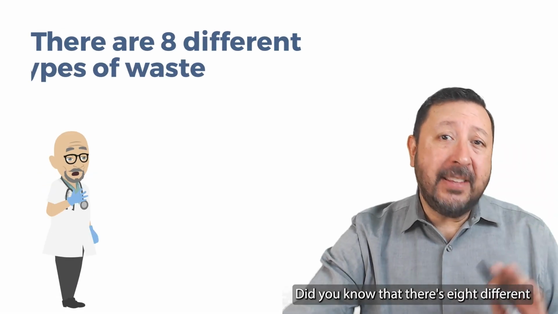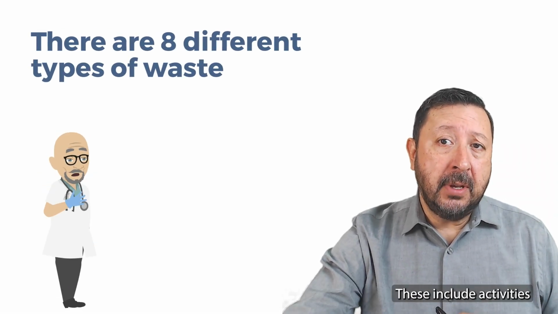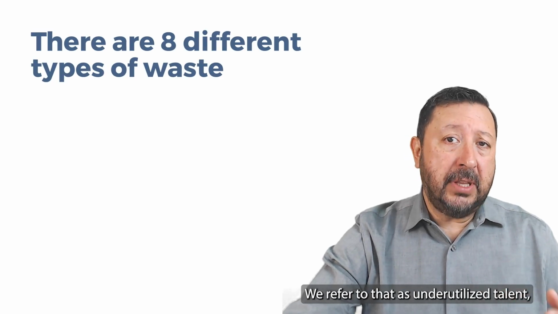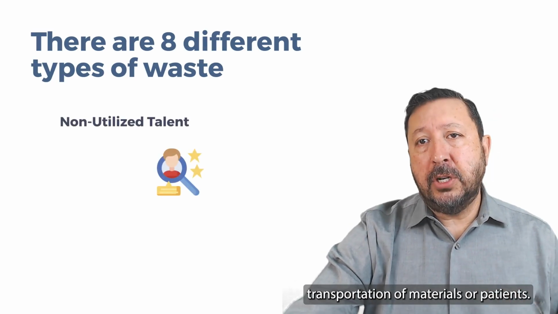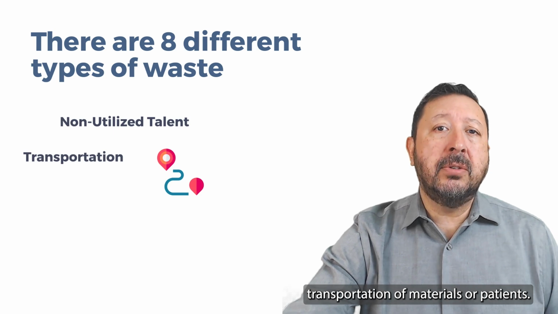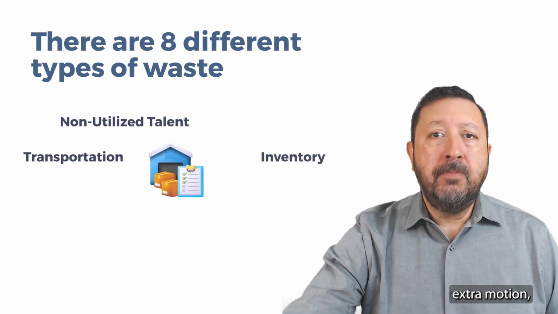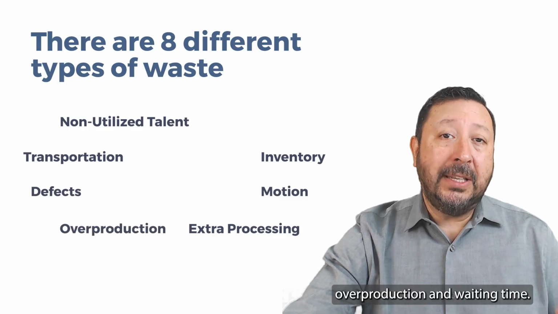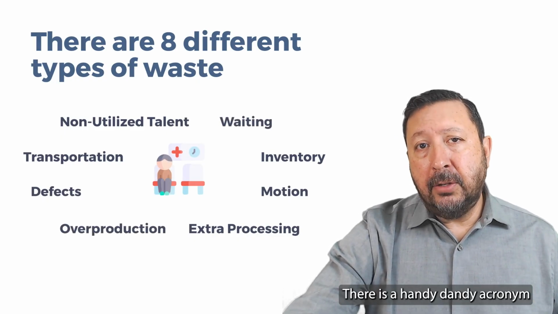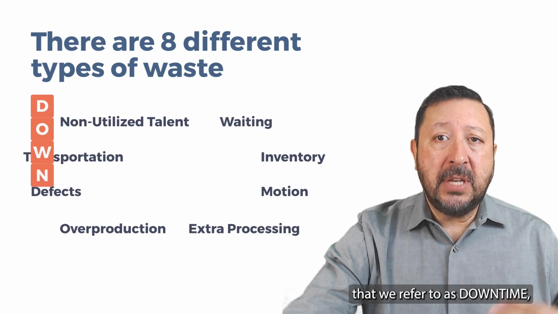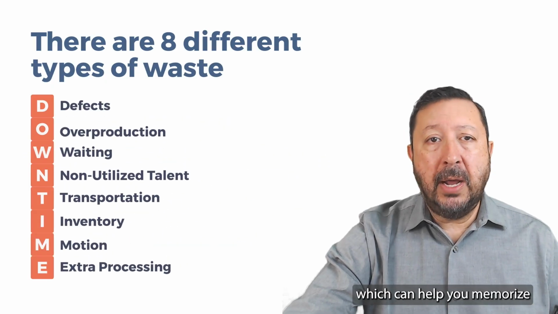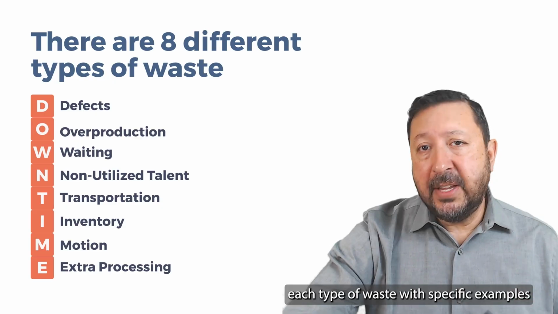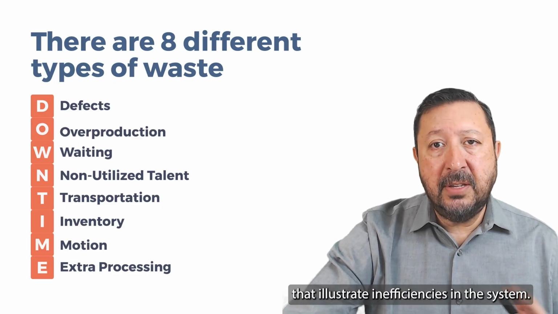Did you know that there's 8 different types of waste that can occur in a process? These include activities such as working to the top of your license. We refer to that as underutilized talent, transportation of materials or patients, too much or too little inventory, extra motion, extra processing, defects, overproduction, and waiting time. There is a handy dandy acronym that we refer to as DOWNTIME, which can help you memorize each of these wastes. So let's review each type of waste with specific examples that illustrate inefficiencies in the system.